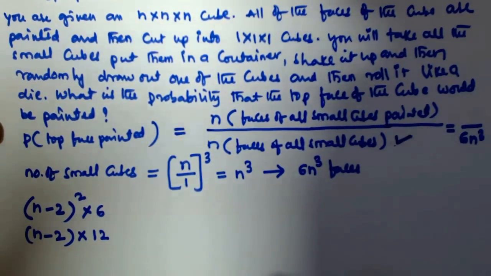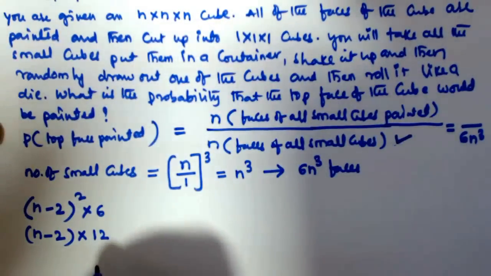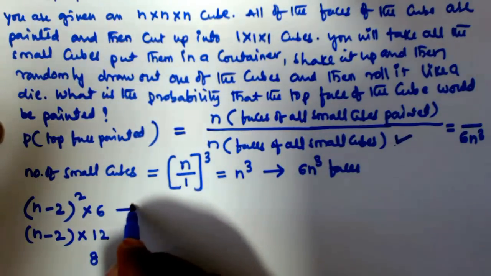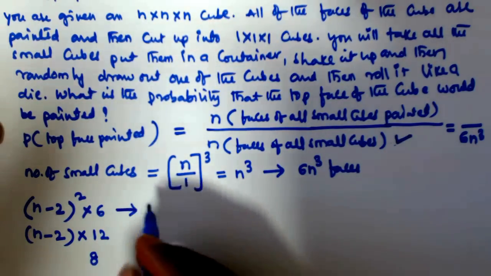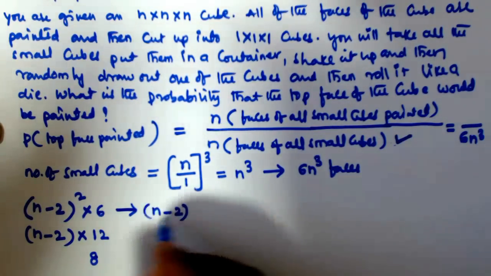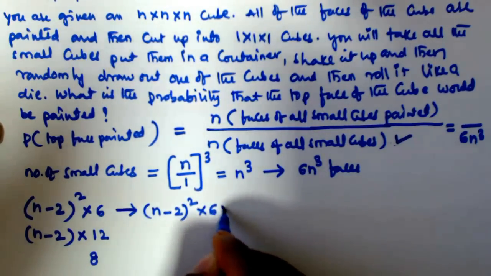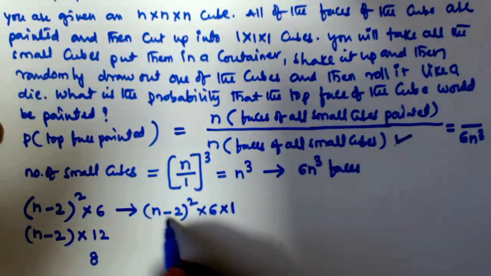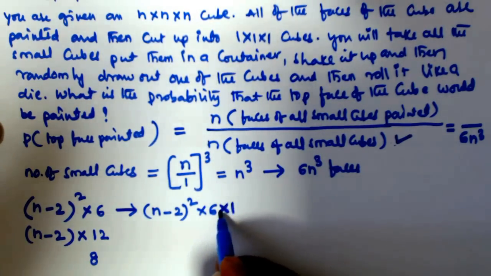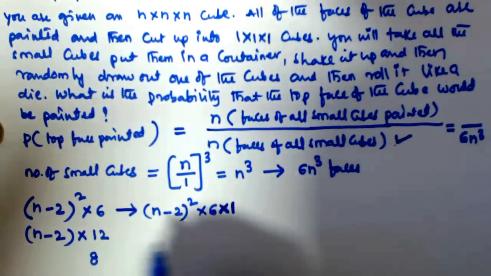Okay, and then the total number of cubes which are painted on three sides is equal to the number of corners of the cube, so that is going to be 8. Okay, so this one will give the total number of cubes which are painted on one side. So the number of faces painted is given by n square into 6 into 1. Why? Because this one will give the total number of cubes which are painted on one side, so one side is painted, that's why I am multiplying this with 1.